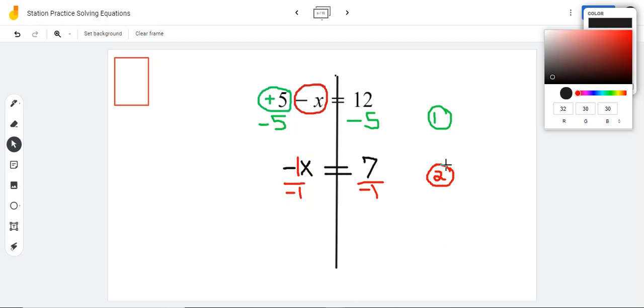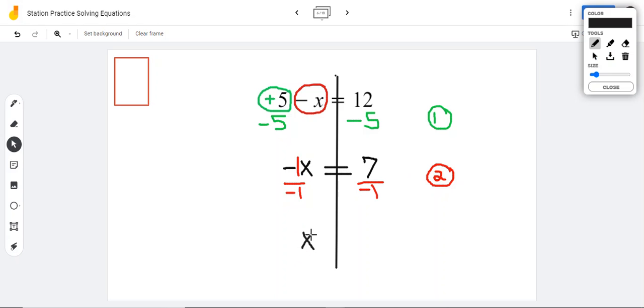So now I have 1 positive x, but I don't have to write the 1 in front. Equals, and then because we divided by a negative on this side, we have to do it to this side also. So anything divided by 1 is itself, so 7 divided by 1 is 7, and a positive divided by a negative is a negative.